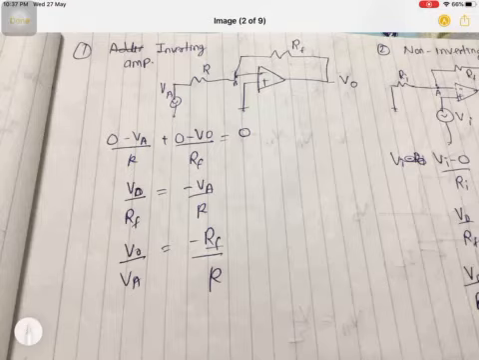If we arrange RF as 3K and R as 1K, we can get a gain of 3. See one more thing. This is a closed loop gain. Closed loop gain arises when we apply a negative feedback. The open loop gain is 10 to the power 6. However, when we apply a negative feedback, the gain reduces to the value of RF by R. We can play with the gain.